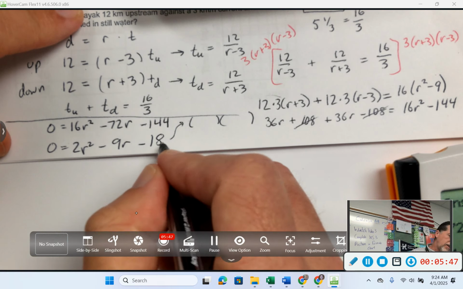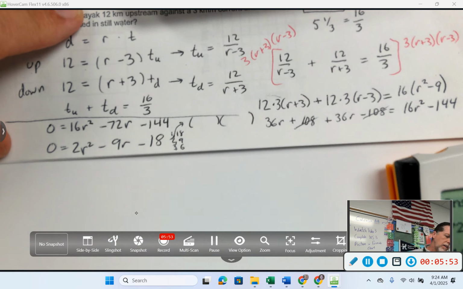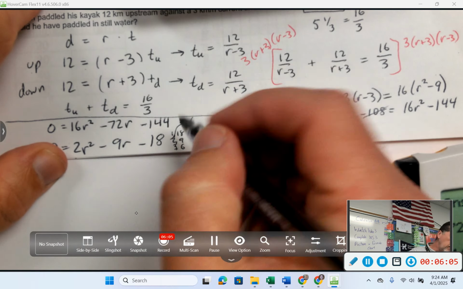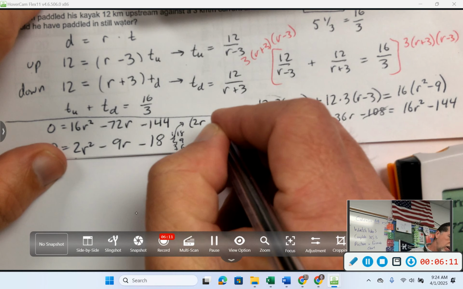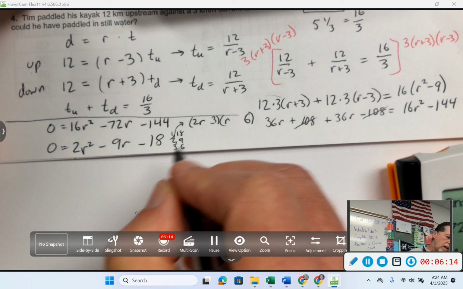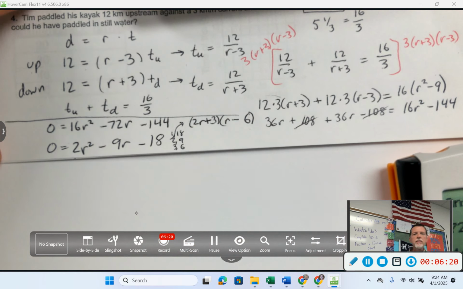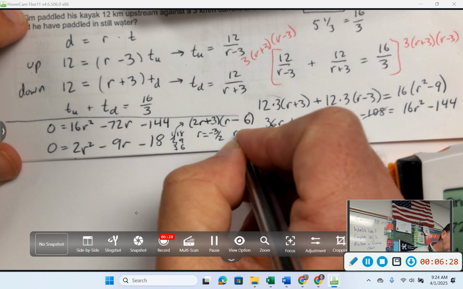Let's see. Factors of 18: 1 and 18, 2 and 9, 3 and 6. And factors of 2 would just be 1 and 2. I'm going to get 9 out of this thing. 2 times 6 is 12, so 2r across from the 6. r and 3. And I want the 12 to be negative and the 3 to be positive. So r equals negative 3 halves, and r equals 6.